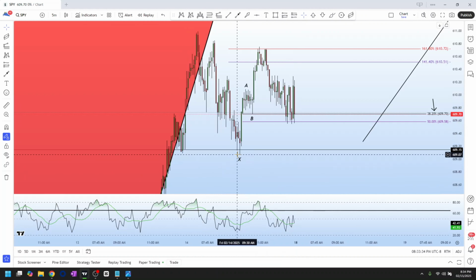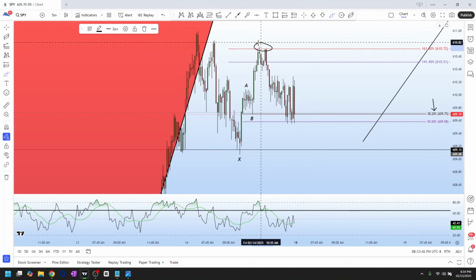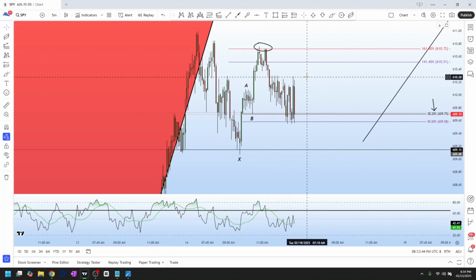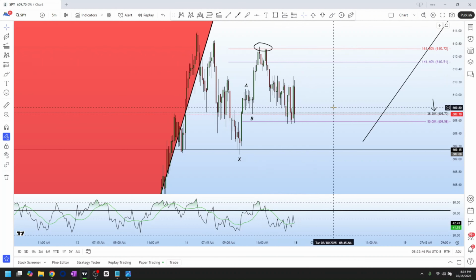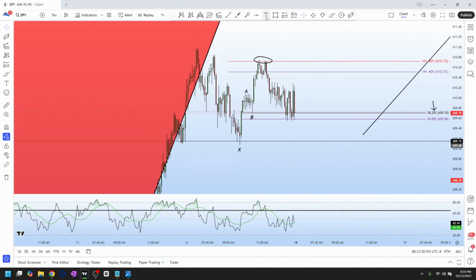So we notice that from X to A, we hit the 1414. We could go as high as 1618, but did not close beyond it. And for some reason, you probably want to start asking yourself, why did it just want that? And that's it, and it rolled over. Okay, fair enough. The next question would be, is that a valid C leg? C leg is valid. All right, round of applause. Beautiful stuff. C leg is valid.